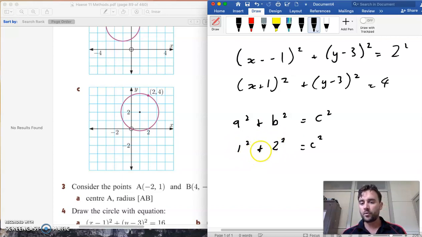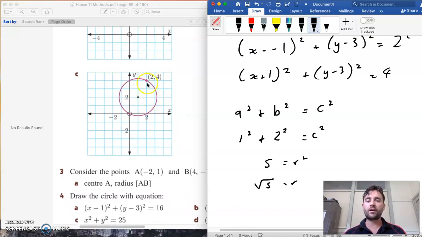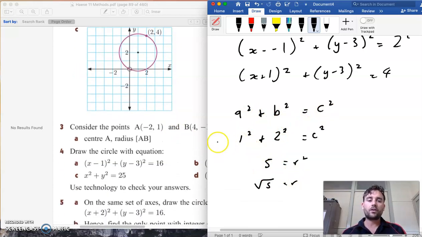So 1 squared is 1, 2 squared is 4, add the 2 together, and that is 5, equals my radius squared. To get rid of squared, we need to square root it, so the radius is going to be the square root of 5. Alright, so hopefully that's going to help you solve some of these questions here. Literally it's find the radius by using either the distance formula or simply using Pythagoras, where you've got the distance there, square them, add them together, and then square root it at the end.